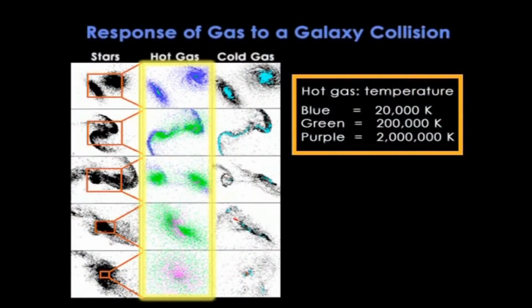Now, what happens next is rather complex, but the upshot is that some of the gas remains hot and expands outwards. That hot gas is shown in the middle sequence, where the blue, green, and purple show the temperature from 20,000 degrees to 2 million degrees. However, some of the gas is able to cool, and it quickly gathers to the center of the galaxy. That's shown in the right sequence, where black, blue, and red show gas of higher and higher density.